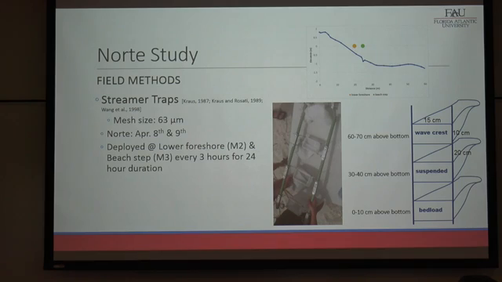One really close to the shoreline called the lower foreshore, so it's still in the water as the swash moves back and forth, and another at what's called a beach step. Basically, waves will sometimes plunge close to the shoreline and cause a little divot that looks like a step. So these are our 2 locations. We put these out every 3 hours for 24 hours, which doesn't sound too impressive until you think about the fact that we were out 24 hours a day.